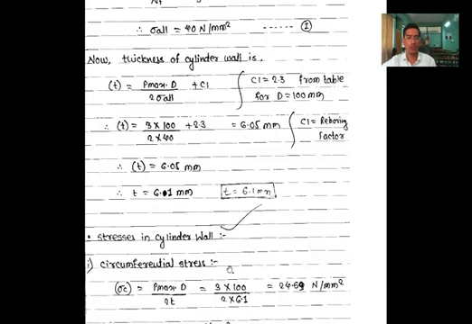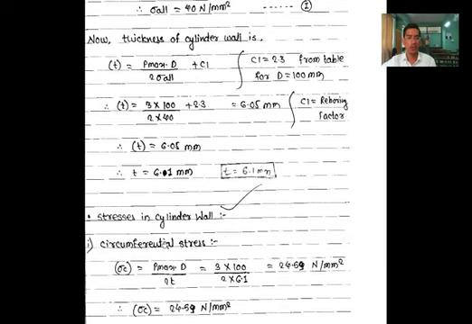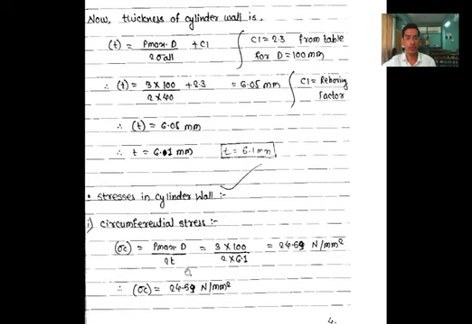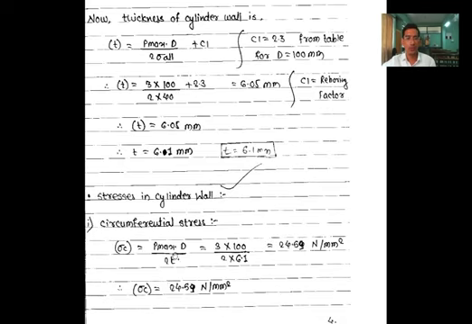Putting all the values, we will get the thickness of the cylinder equal to 6.1 mm. Now stresses in the cylinder wall. So once we get the thickness, we can calculate the different stresses in the cylinder wall. So first, circumferential stress sigma C is equal to P max into D by 2T. Therefore, putting the value of maximum pressure, then bore diameter and thickness, we'll get the circumferential stress equal to 24.59 Newton per mm square.